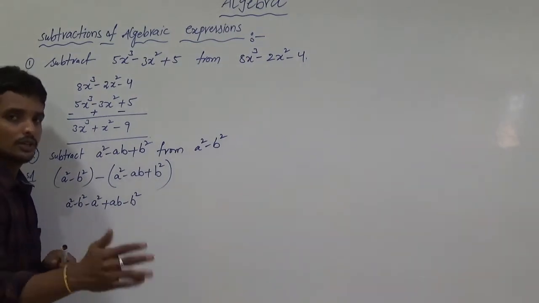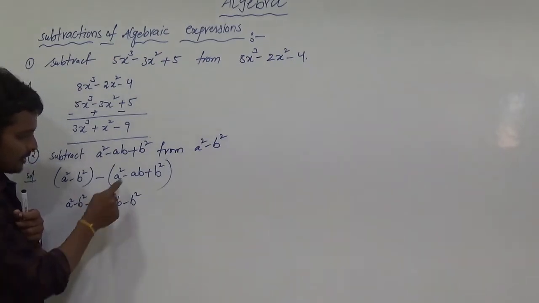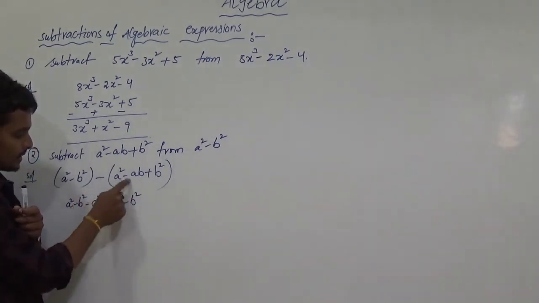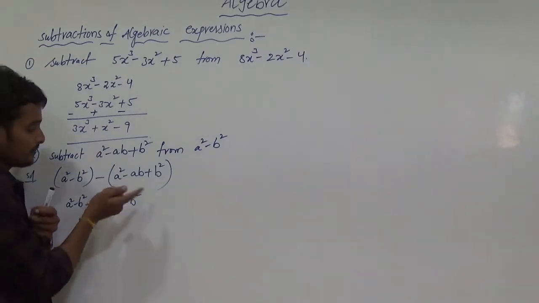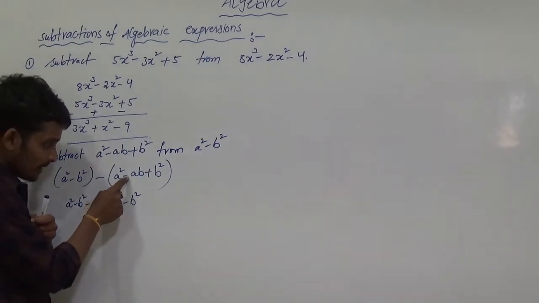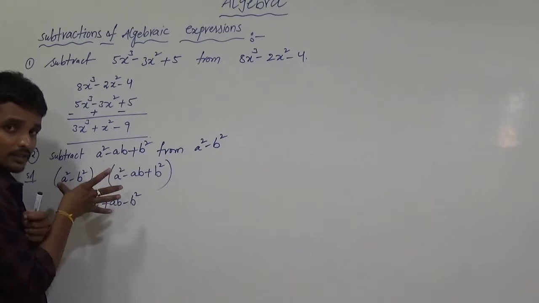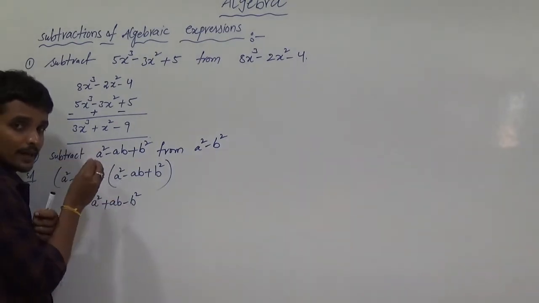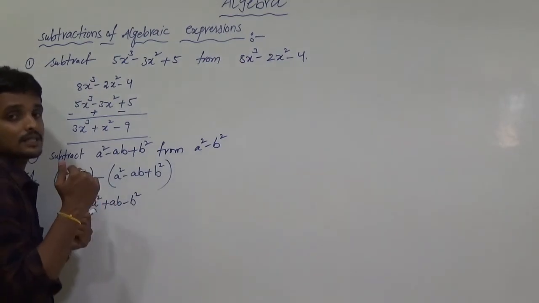That's why I am going in a fast way. So here multiplying: plus into minus, minus a square; minus into minus, plus ab; plus into minus, minus b square. If you observe here, actually a square has plus, it becomes minus. If you have minus, it becomes plus. It has plus, it becomes minus. So when we are doing the subtraction, the symbols of the second expression are changed.